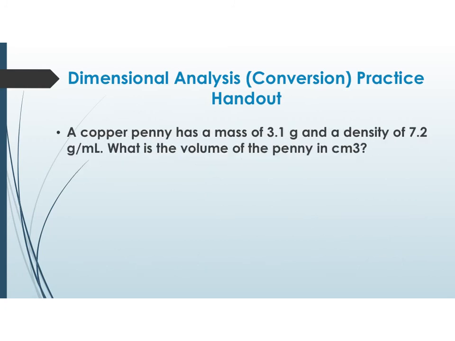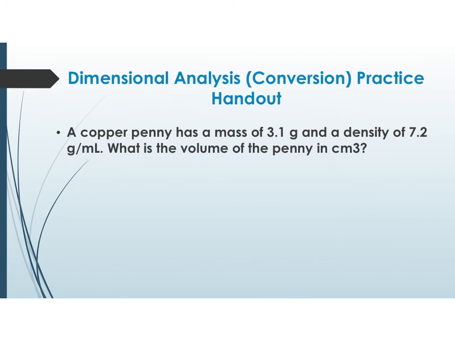Next, now we're going to use some density equivalence statements in order to figure out the right answer. A copper penny has a mass of 3.1 grams and a density of 7.2 grams per milliliter. What is the volume of the penny in centimeters cubed? Again, we have 2 givens in this case. We have the 3.1 grams, which is what we're going to start off with, but they've given us a tool to use, and that tool is the 7.2 grams per milliliter.